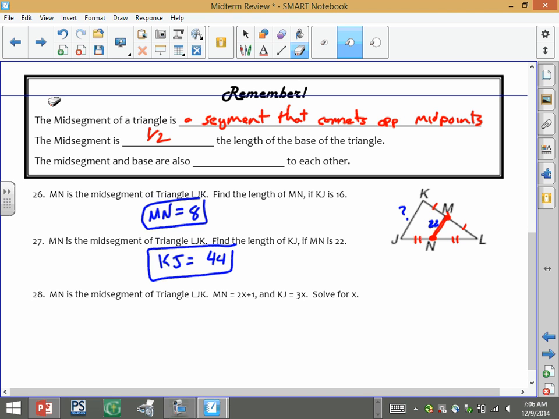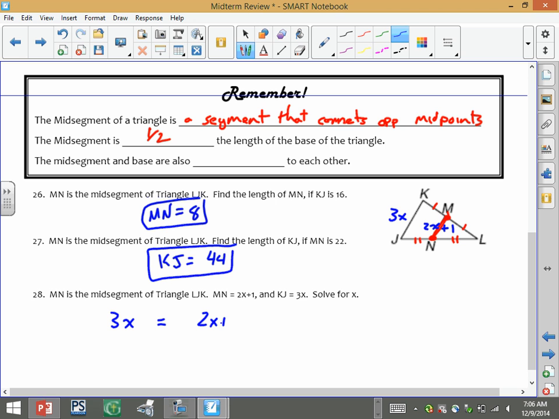Right? And then one more example. This one's probably a little bit more applicable and something you should make sure you can do. If MN is 2x plus 1, and then KJ is 3x, the mistake a lot of people would make would be just to set these two things equal. Well, that's the issue. They're not equal because, as you see in the second rule up here that I'm putting a star on, the midsegment is half the length. So in other words, we need 2 of these to equal the base.